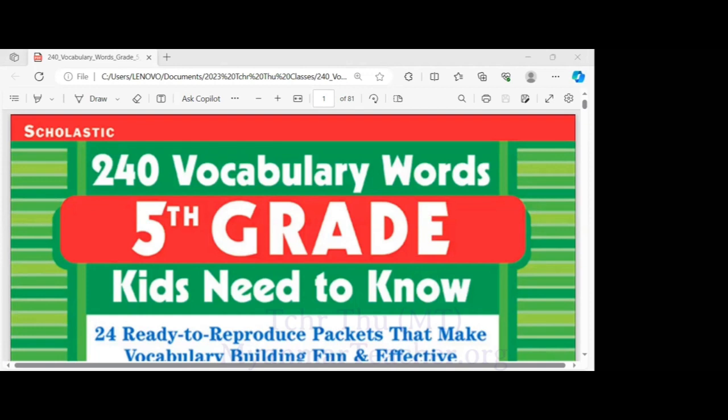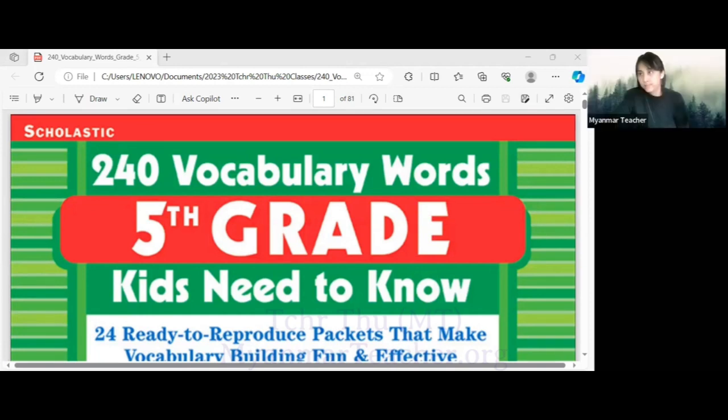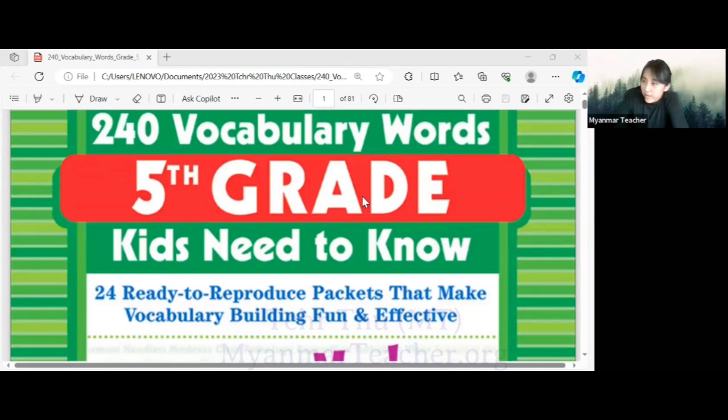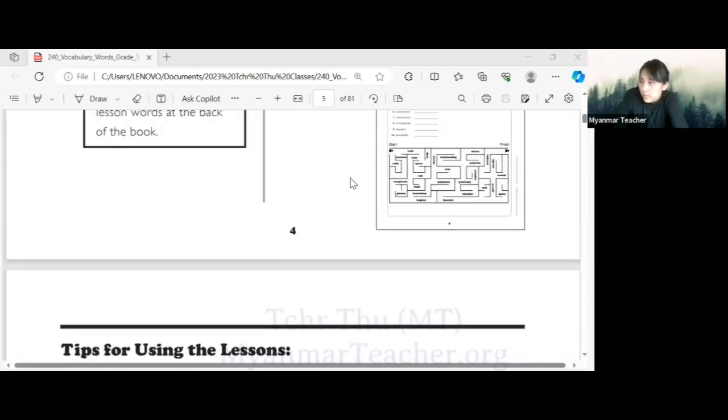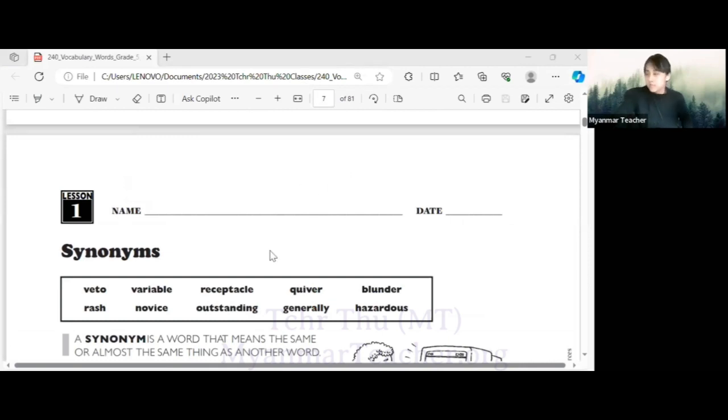So let's get started. Let me share the screen. Can you see the screen? Yes. Have you got a notebook and a pen? Yes. Okay, this book is from Scholastic. So this is for vocabulary words learning. This is for 5th grade. There are 24 lessons in this book. We are going to study the first lesson.